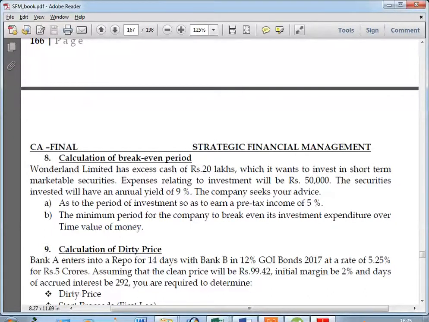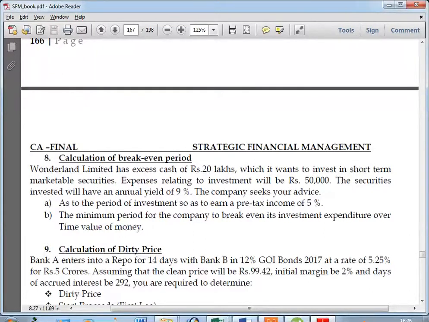How will you calculate? 20 has to become 21, at a rate of 9% for X number of days. So 1 divided by 20 makes 365 by X. No, you need not bring all of that. I'll tell you a simple way to do it.